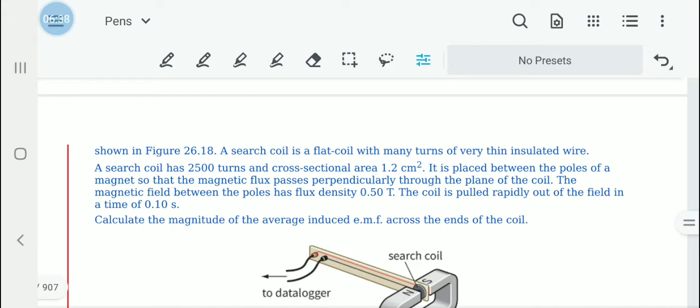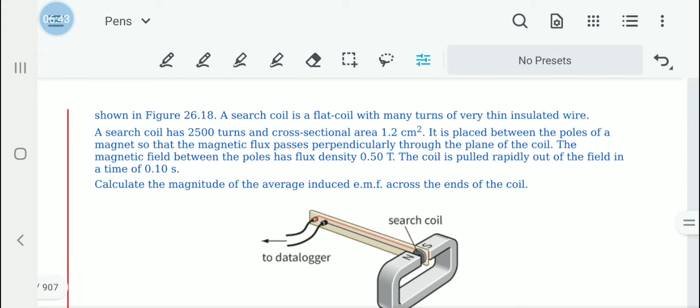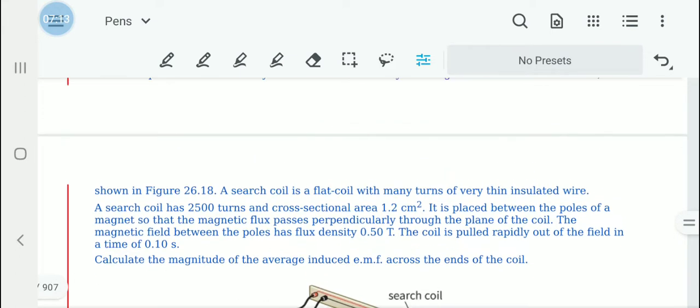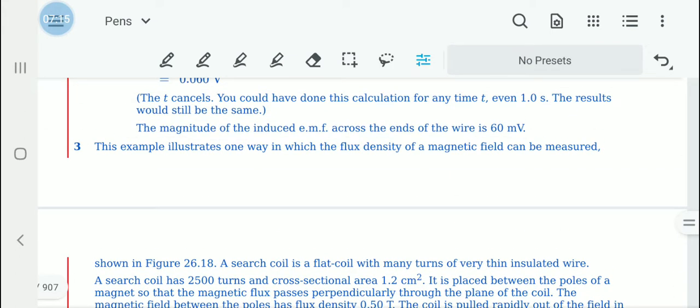A search coil is a flat coil with many turns of very thin insulated wire. A search coil has 2500 turns and cross-sectional area of 1.2 centimeter square. It is placed between the poles of a magnet so that the magnetic flux passes perpendicularly through the plane of the coil. So when you read through these details, you need to remember that what they are asking is to use the law or the equation that is given here.